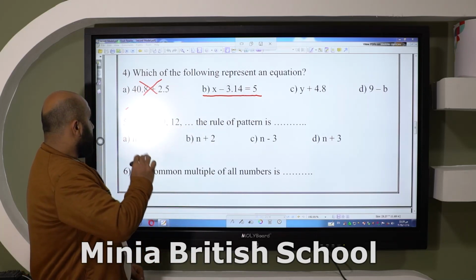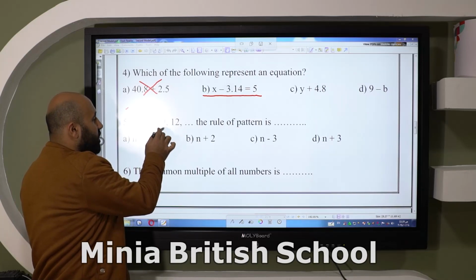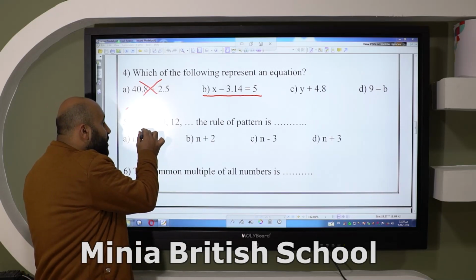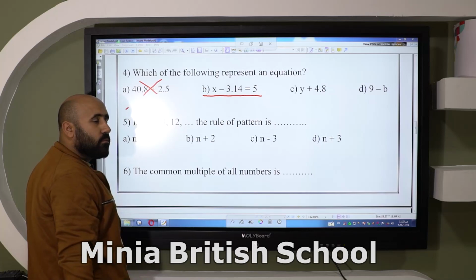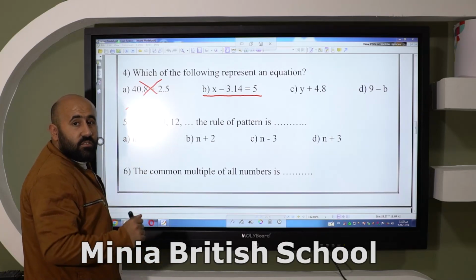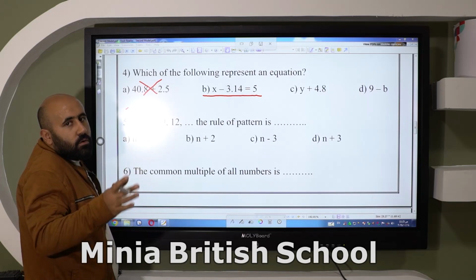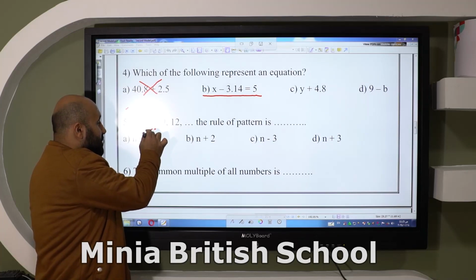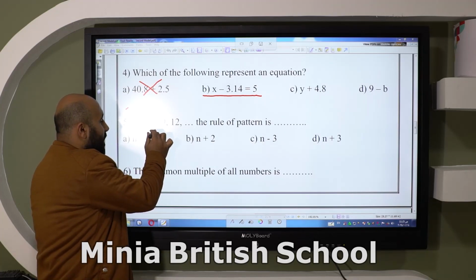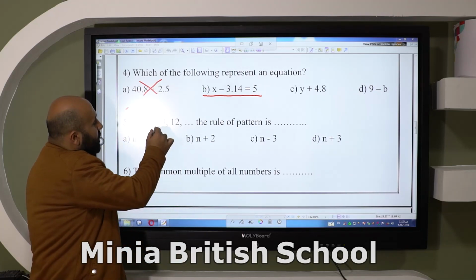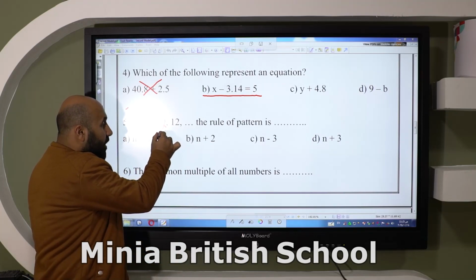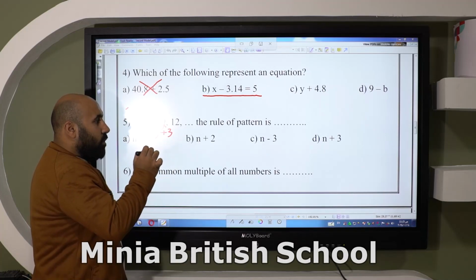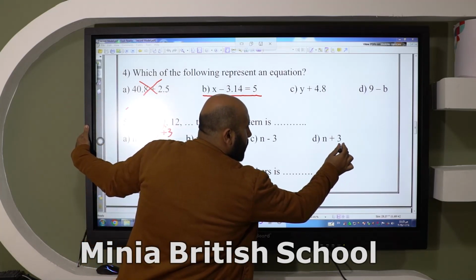Okay? In the pattern 3, 6, 9, 12, what is the rule of the pattern? I have 3, it became 6. The 3 increased, so it may be times or addition. Let's do it with addition. 3 increased to 6, that means that I added 3. Also 6 became 9, I added 3. So the rule of this pattern will be n plus 3.